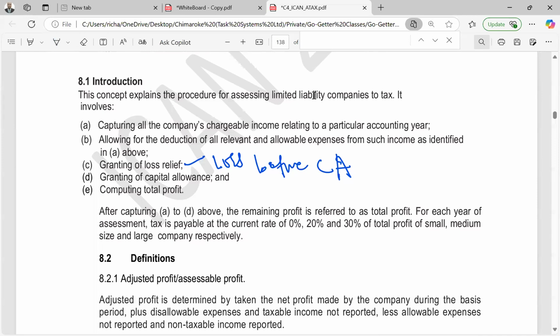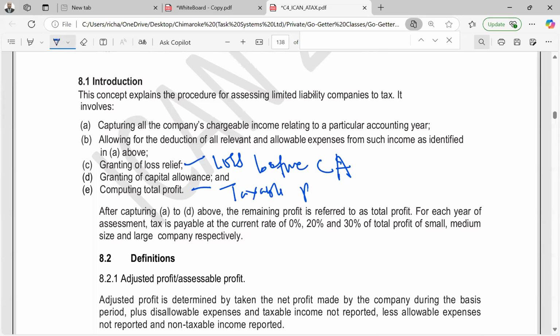Now, this total profit is also called taxable profit, because at this point, tax can now be applied on this profit.